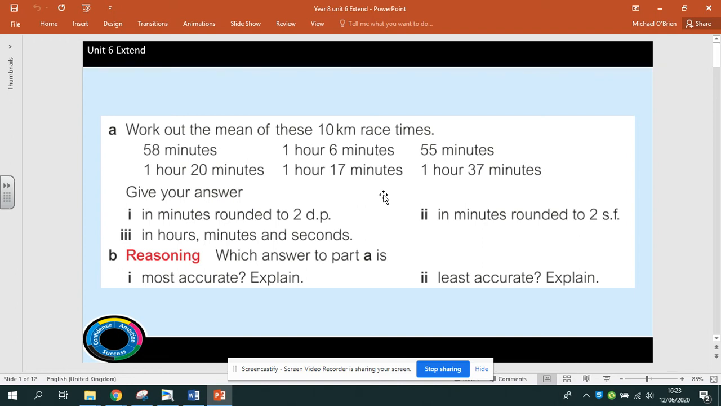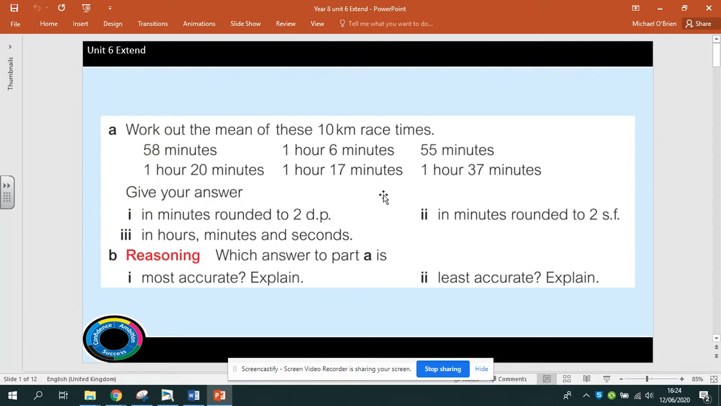Hello, so today's lesson is the extend lesson on Unit 6. We're going to start off today with some work basically on rounding and time. First thing we have to do is work out a mean time and then do some work with that mean time afterwards. I suggest that you should use a calculator for this one.